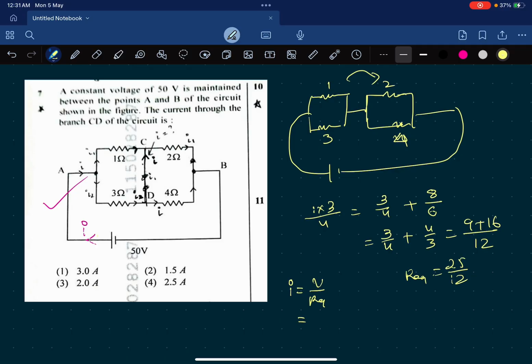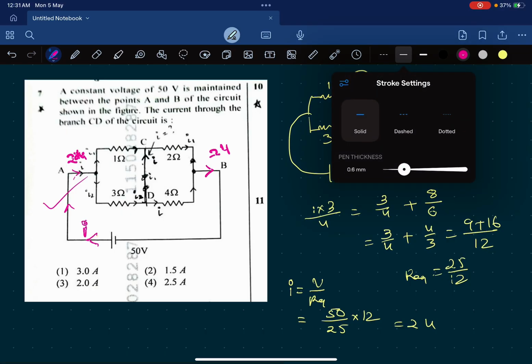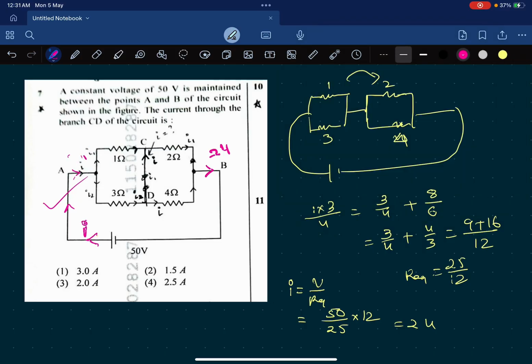So voltage is equal to 50, and this is 25 by 12. So this is equal to 24, right? So it means a total of 24 amperes of electric current is flowing. It means from this side also 24 amperes of current will come, right? And in between that it will be divided.